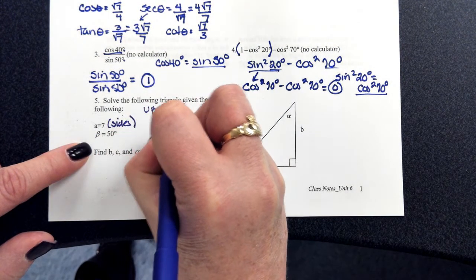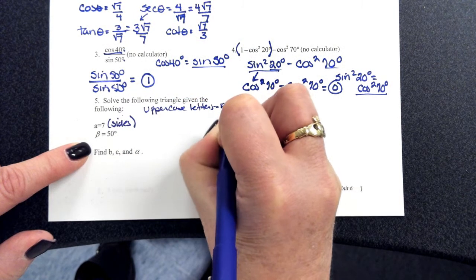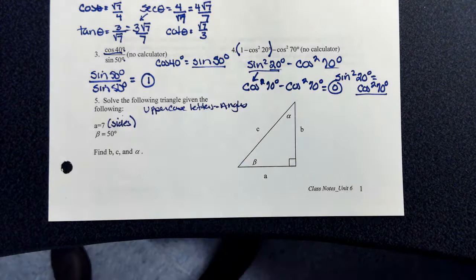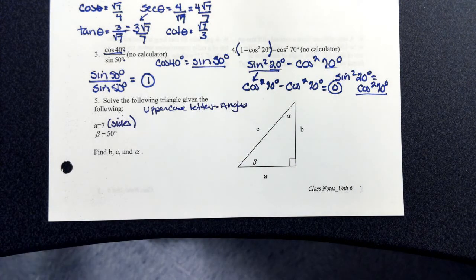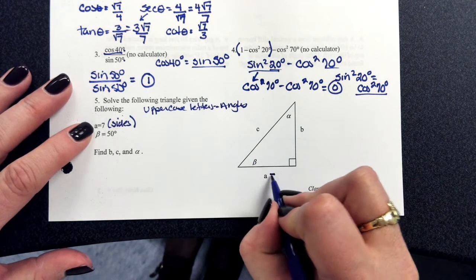Uppercase letters, when you see them, will be equal to your angles. And again, a lowercase a and uppercase A, that would be the side opposite angle A. So in this particular triangle, they're telling us that side a is equal to 7.